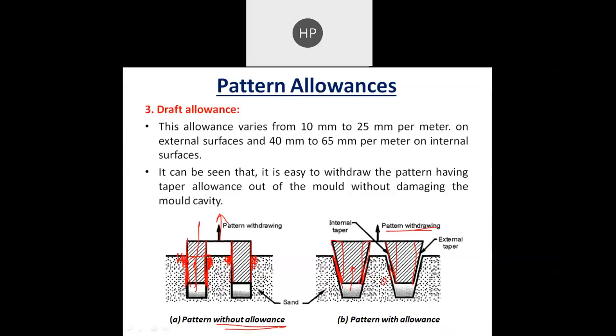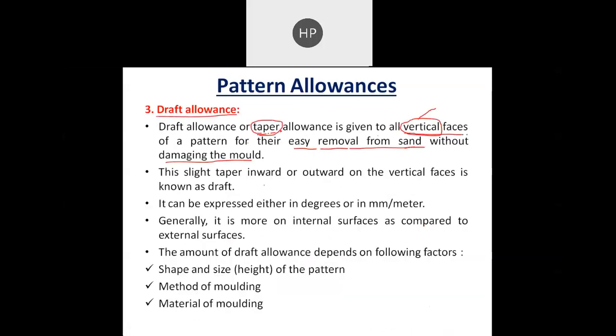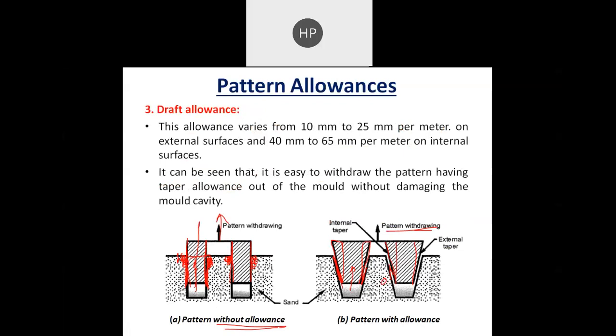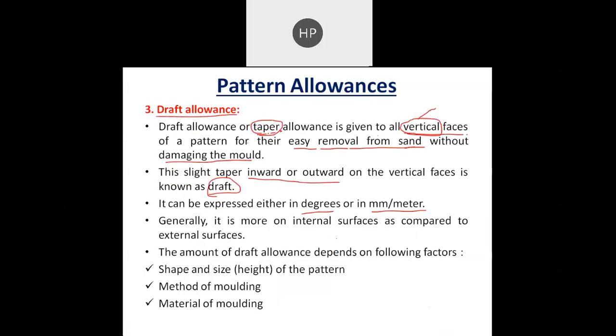So this slight taper inward or outward on the vertical face is known as a draft. That taper is known as a draft, that's why it is known as a draft allowance or taper allowance. It can be expressed either in degrees or per meter. The angle you provide will be given in the form of a degree, or it is also given per meter.